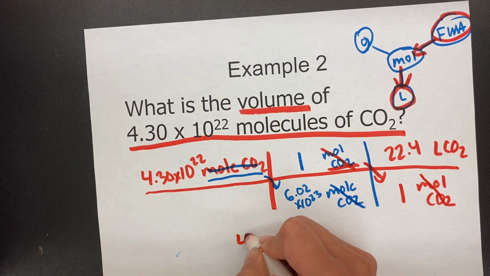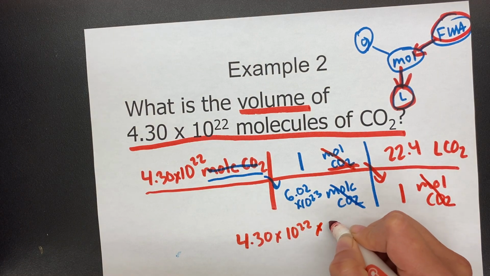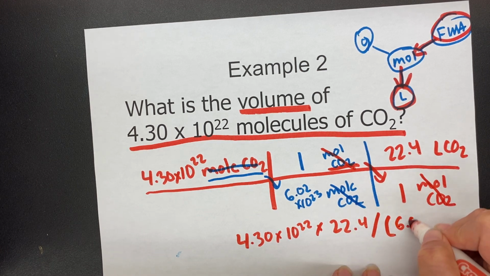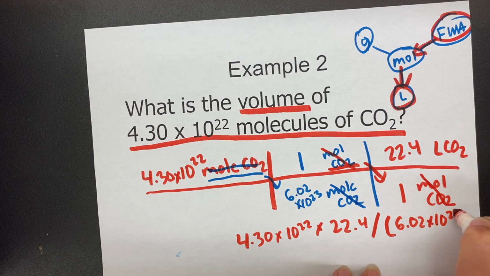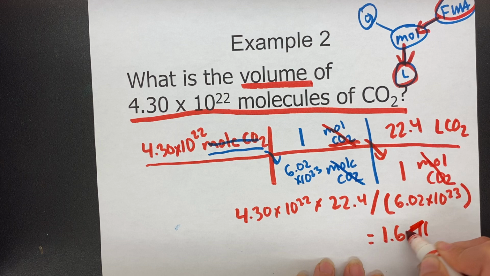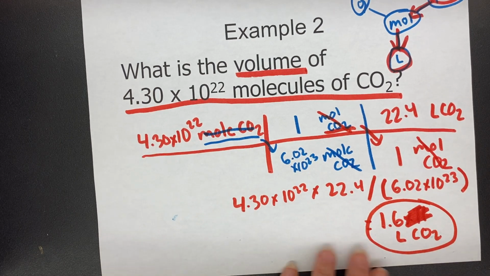So to plug this in the calculator, 4.30 times 10 to the 22nd times 22.4 divided by parentheses 6.02 times 10 to the 23rd, close parentheses. You have to make sure that's in parentheses or your calculator is going to do it wrong. When you plug this in, you should get 1.6 liters of CO2. And that's it.